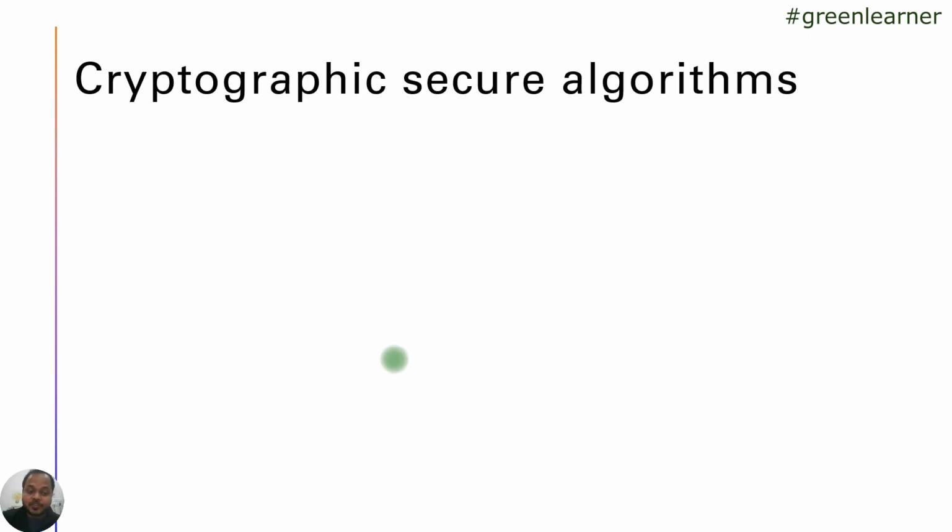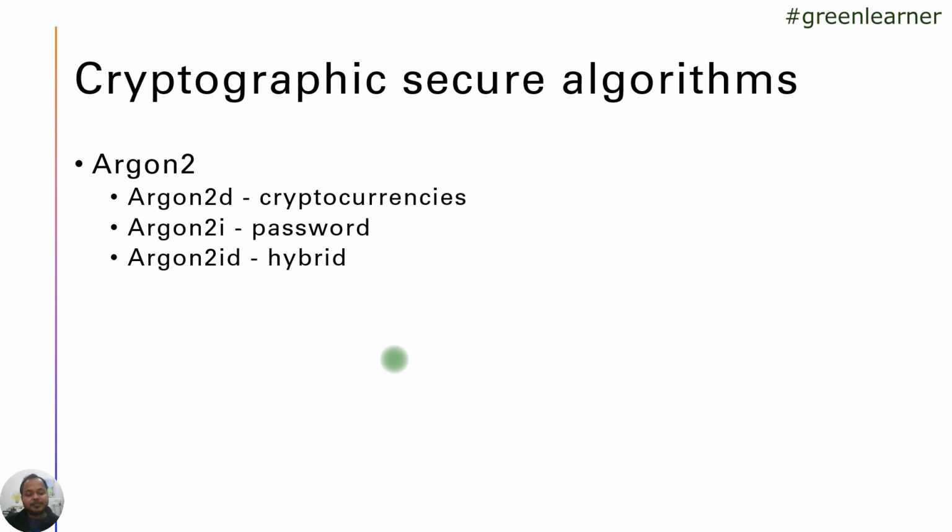Now let's see some of the cryptographically secure hashing algorithms that we can use for our purposes. At the time I'm making this video, Argon2 category algorithms are the best to use for hashing sensitive data. Argon2 has different flavors. Argon2d, which you can see on the screen, is most suitable for cryptocurrencies. When we have passwords, Argon2i is the best possible. And if we are not sure about this, Argon2id is a hybrid that we can use.